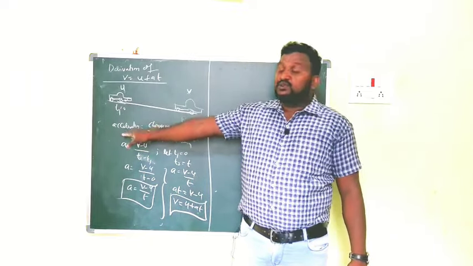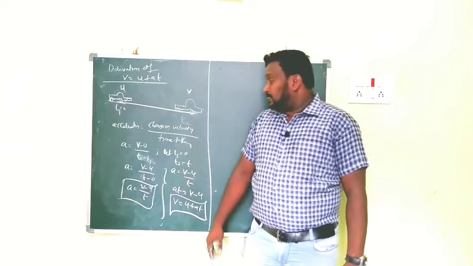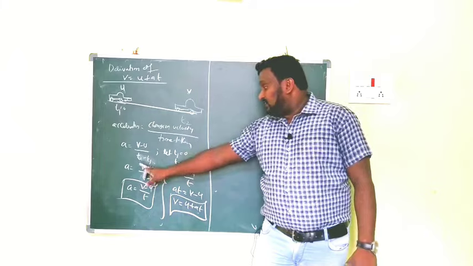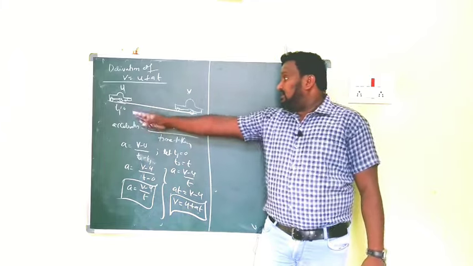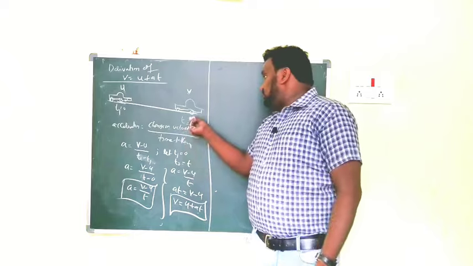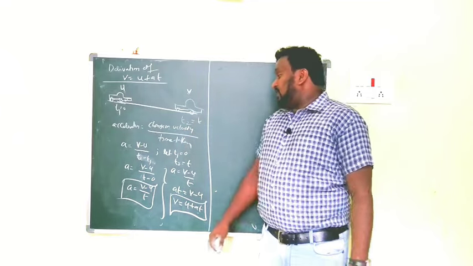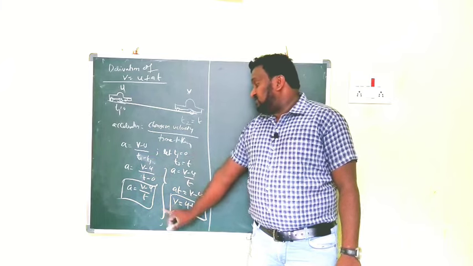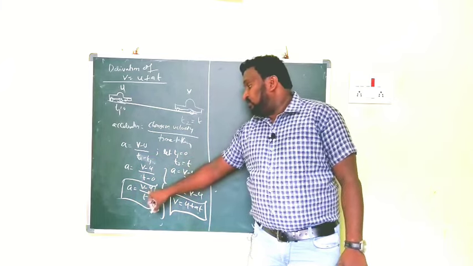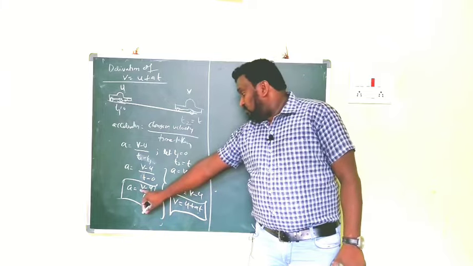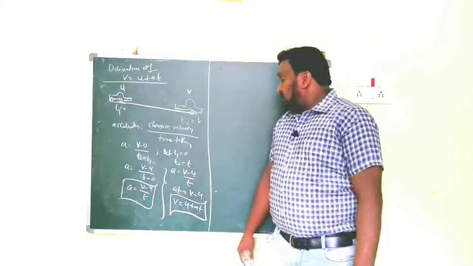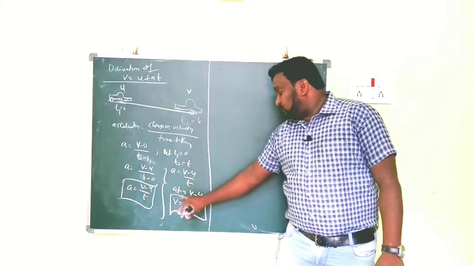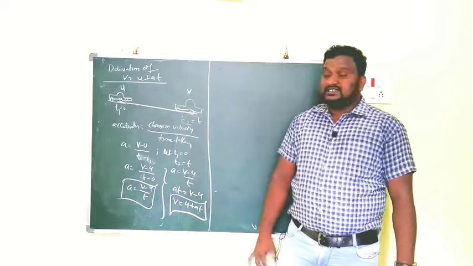We know that acceleration is equal to change in velocity by time taken. Then a is equal to (v minus u) by (t2 minus t1). Here t1 is 0, t2 is equal to t. We have to take t2 is equal to t. Then a is equal to (v minus u) by t. And after that, how to write: a is equal to (v minus u) by t, then at is equal to v minus u, then v is equal to u plus at.